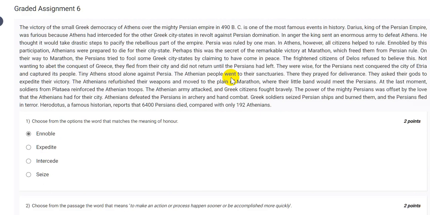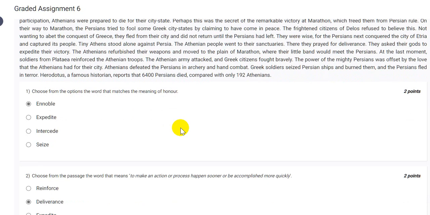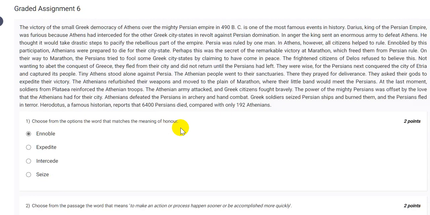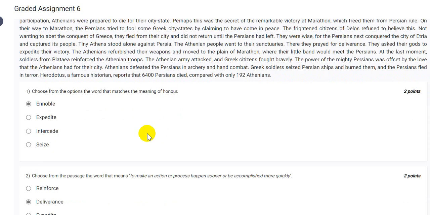Anyways, I will tell you one methodology of attacking all the passage based questions which you have been doing from class, board and all, 10th, 12th, 8th, 9th. Whenever a passage is asked in exam, it is always recommended that you first read the questions once and then go back to the passage, so that when you read the passage and that question comes to your mind, you can definitely find the answer. So let us go to the questions first and see what they are asking. Question number one is, choose from the options the word that matches the meaning of the honor.